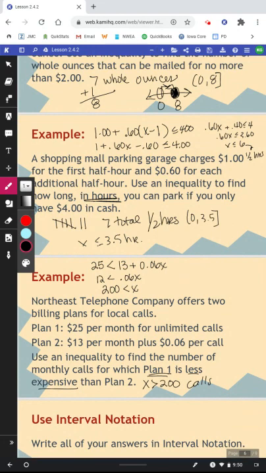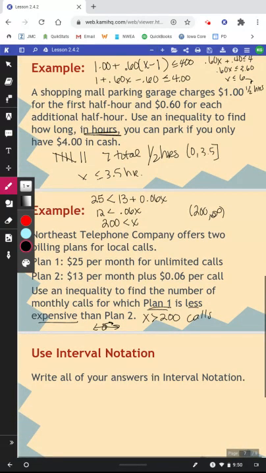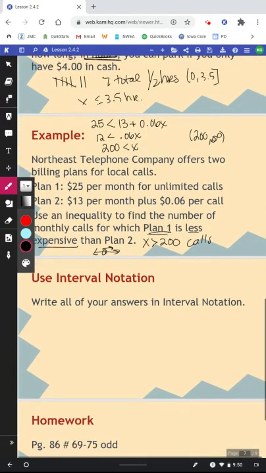This one is just greater than 200, and you can make as many calls as you can in a month. So this one actually would look like this, just 200 and greater. So this one is going to be 200, infinity. And they both get parentheses because the 200 is not filled in, and the infinity also gets a parenthesis.